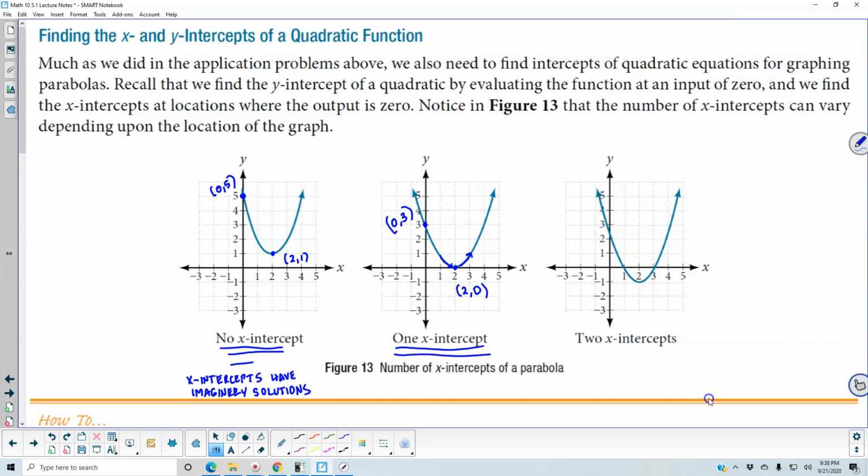Now the next one, we have two x-intercepts. So here's one of them, and here's another. And we can see that it crosses the y-axis. So therefore here, the y-intercept could possibly be (0, 2.2). We're just approximating there. And then we have two x-intercepts. We have (1, 0), and then (3, 0).